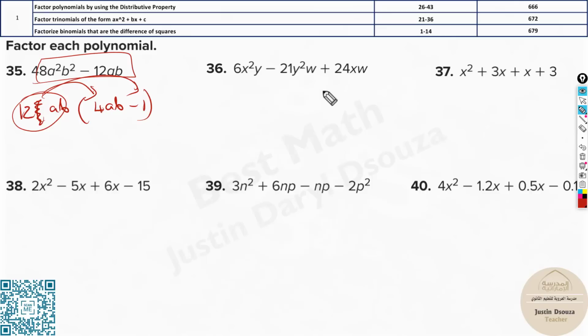Now, even over here, see now here there is not 6. Okay, 3 is a factor. 3. And what about the other alphabets? X squared not there. Why? See now you cannot take any of these letters. Why? Because X is there in this and last, whereas Y is there only in these two and W is only in the last two. So that's it. You're remaining with 2x squared y minus 7y squared w plus 8xw.